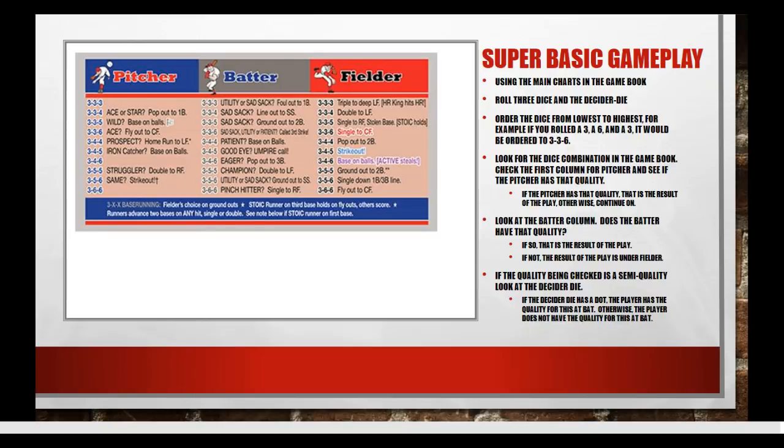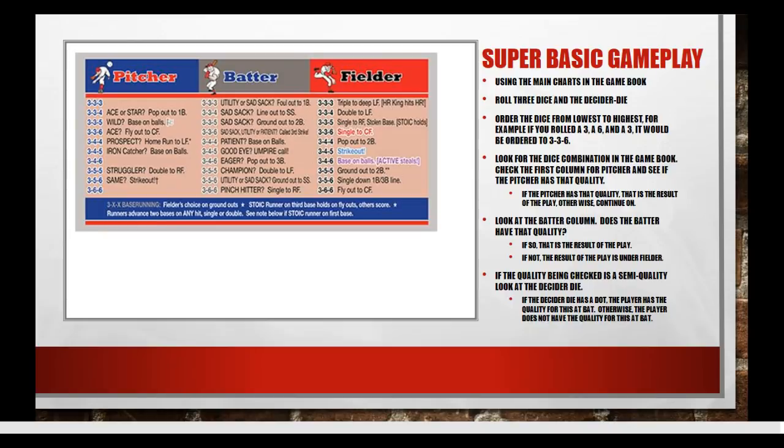So we have Corey Kluber. He's a semi-ace, so we'd have to check the decider die. Say the decider die says yes, or it has a bullet, then guess what? The result of the play is going to be fly out to center field. Done. Over with. That bat's done. You're going to roll again. You're going to start over again.